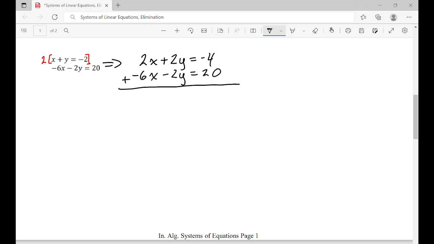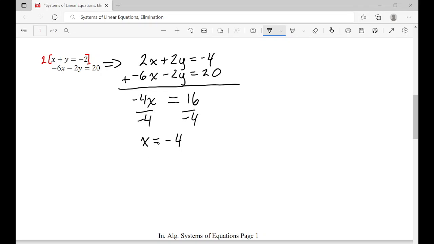Add them together. 2x and negative 6x is negative 4x. The two y's just cancel out, give me a big 0 for that, so I don't need that anymore. And then negative 4 and positive 20 is going to give me positive 16. So divide by negative 4. x is going to equal negative 4. So there's half of my answer.